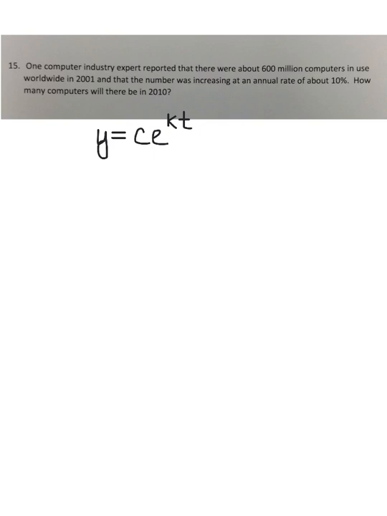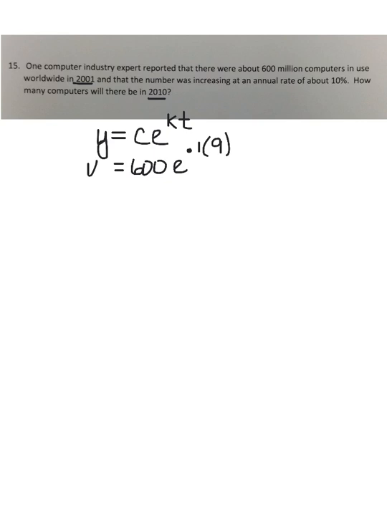Okay, so they're talking about there were about 600 million computers in use in 2001. So that's your starting point. So that's going to be your C, 600. Then they're saying that the number was increasing at an annual rate of about 10%. So that gives us our constant of proportionality. And 10% as a decimal would be 0.1. Time is going from 2001 to 2010. So all you need to do is subtract those, and we know that that's a time of 9 years.